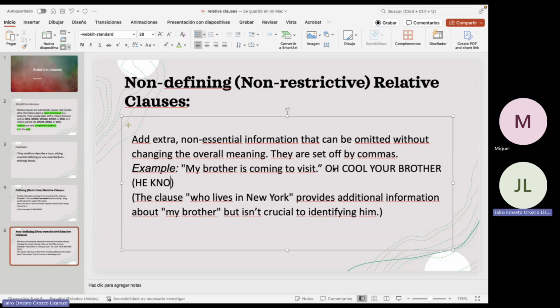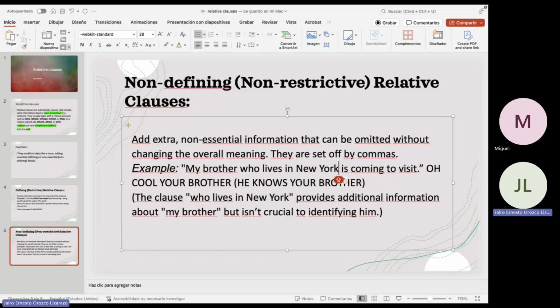He knows your brother, right? So this information is not important. Who lives in New York is not important. We don't care if he lives in New York. We already know who he is, right? We already know he knows your brother already. So this information is not important in this case. Okay?